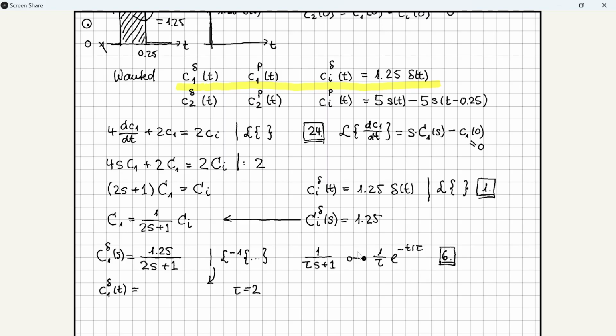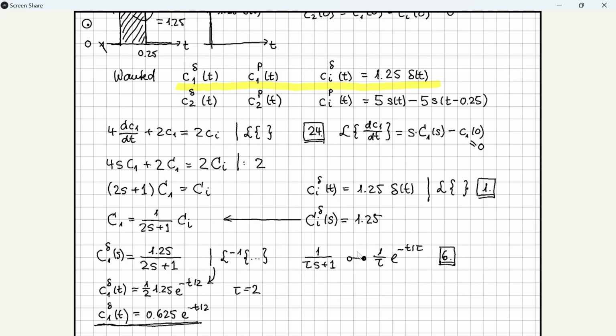So it's 1/2 times 1.25 times e to the minus t over 2. And the half of 1.25 is 0.625 e to the minus t over 2. So this is my C1 delta of t, and this is the first bit that I was interested in. I wanted to know what that looks like.